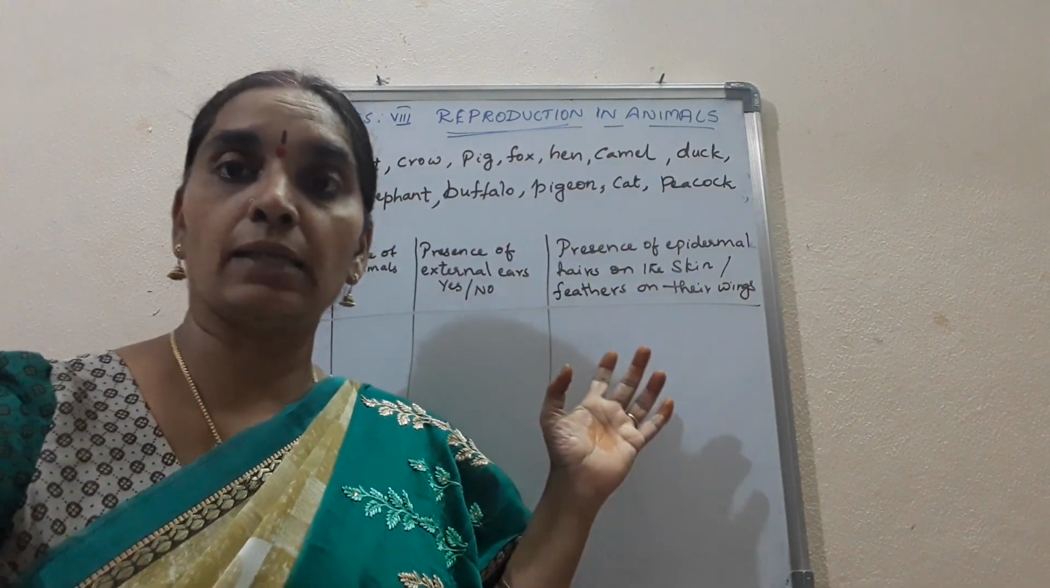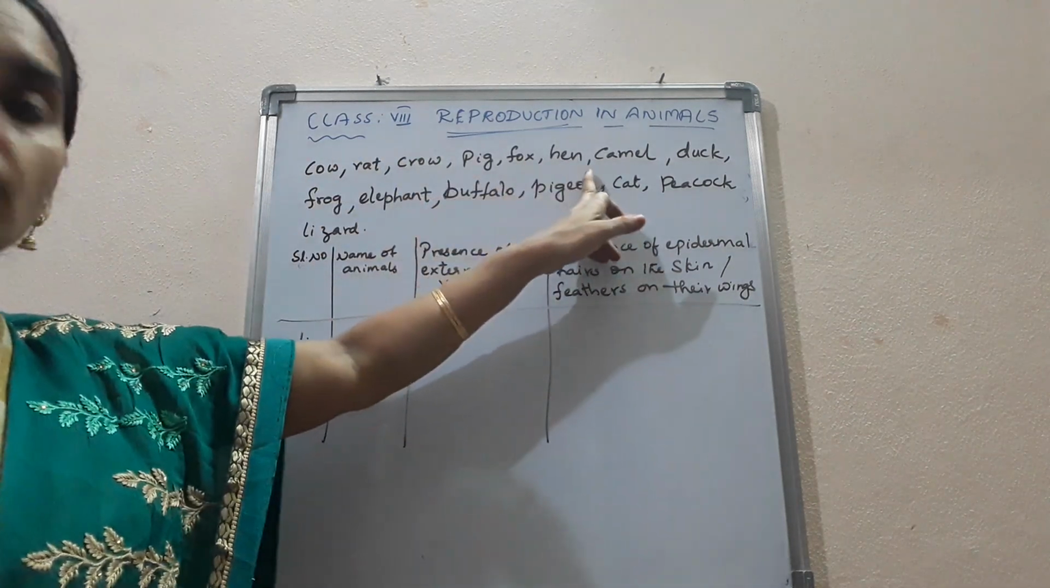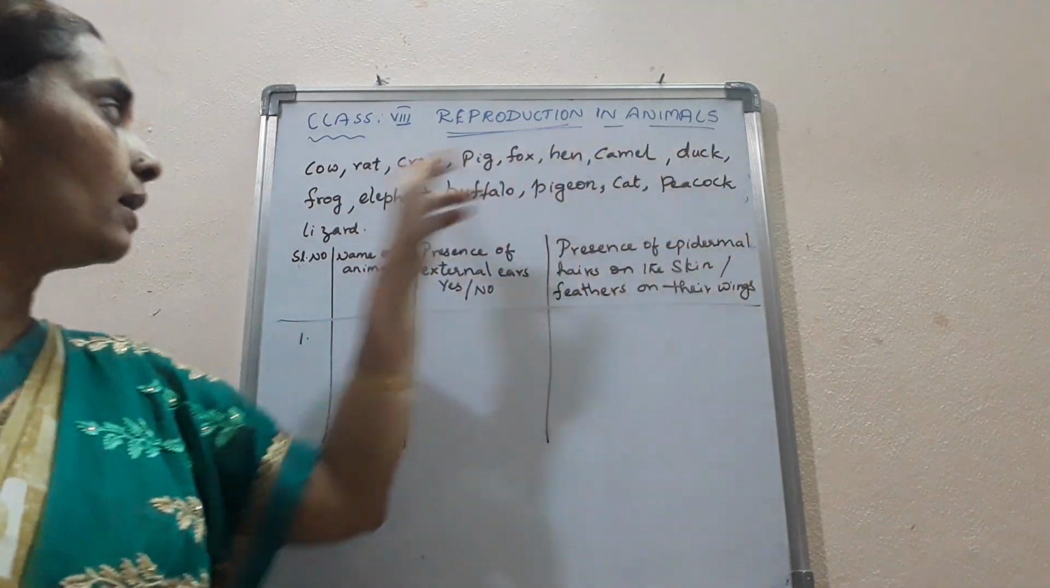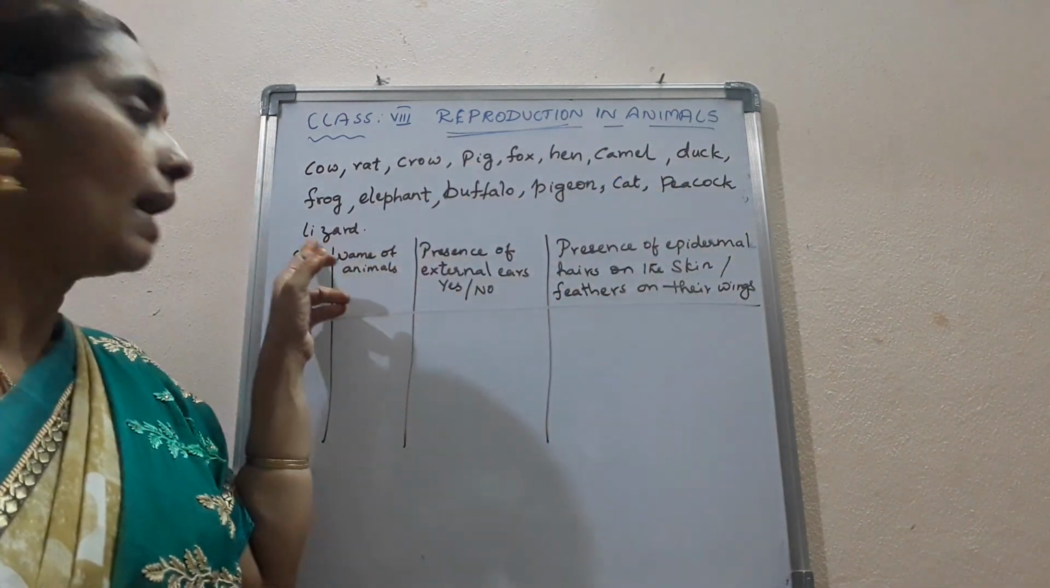Now see the examples of some other animals, children. Cow, rat, crow, pig, fox, hen, camel, duck, frog, elephant, buffalo, pigeon, cat, peacock and lizard.